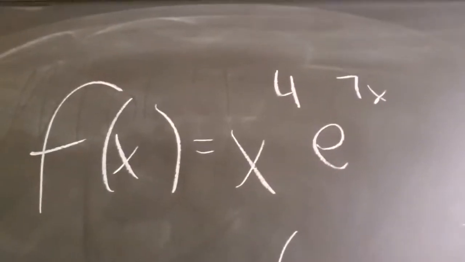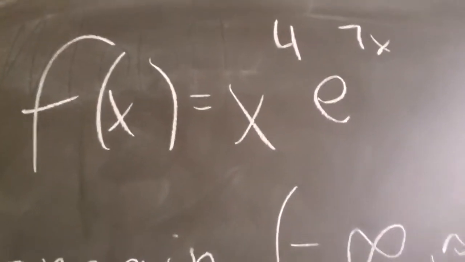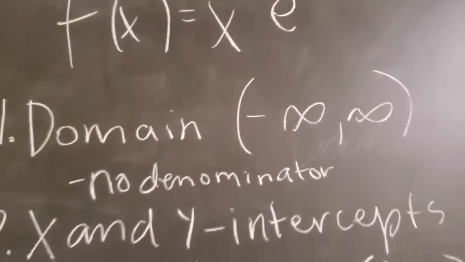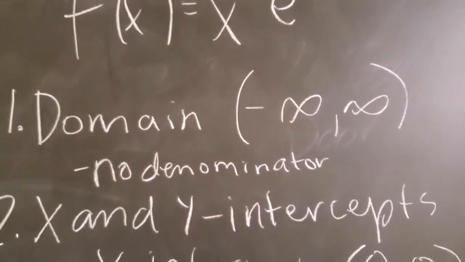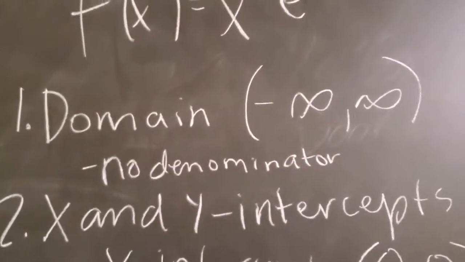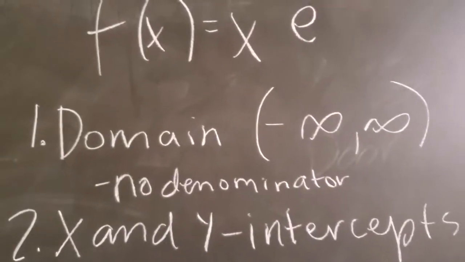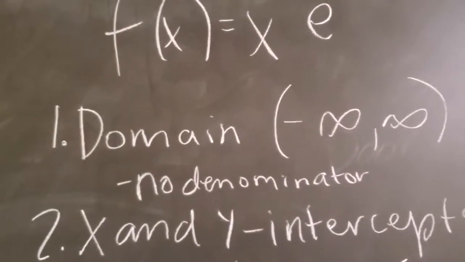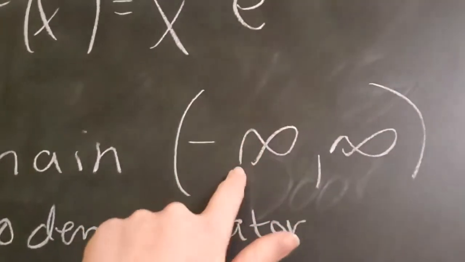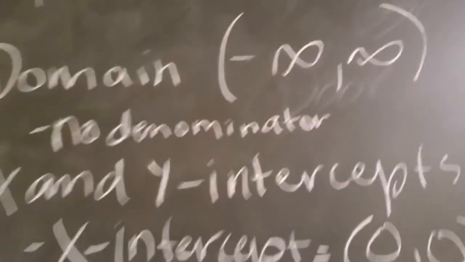The function was x to the 4 e to the 7x. To find the domain, you have to look at the denominator, and since I didn't have one, that means that all of the x values are all real numbers, and so I did negative infinity to positive infinity.